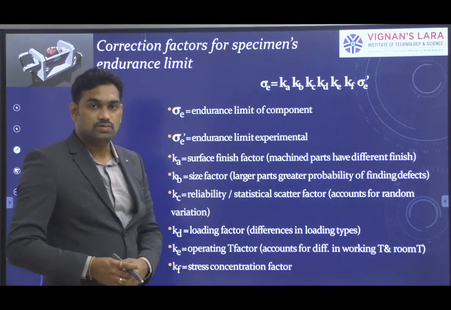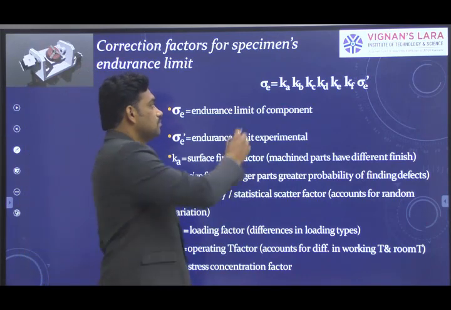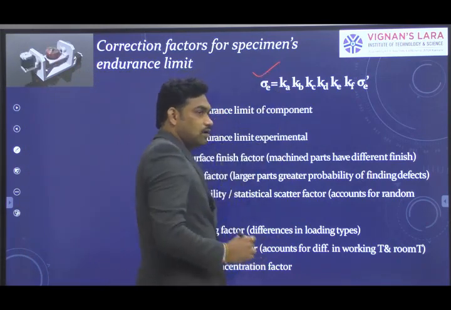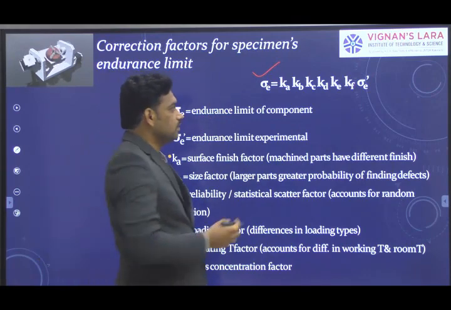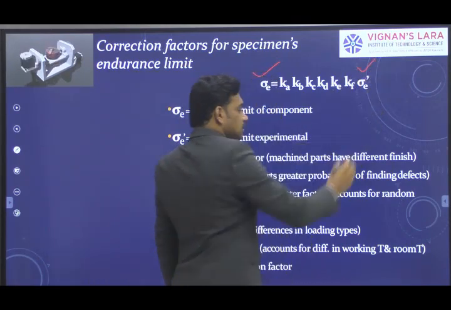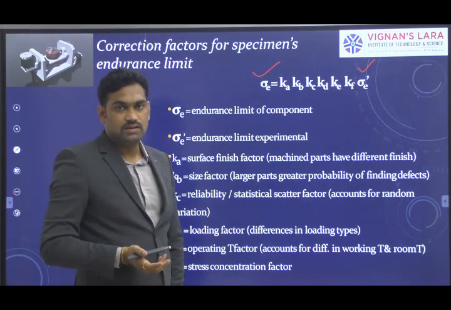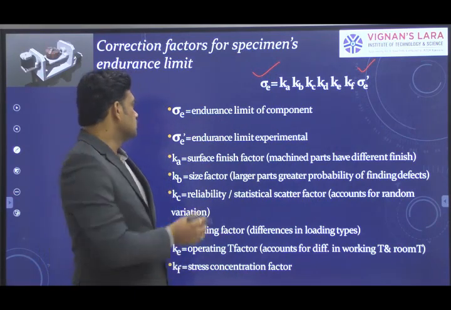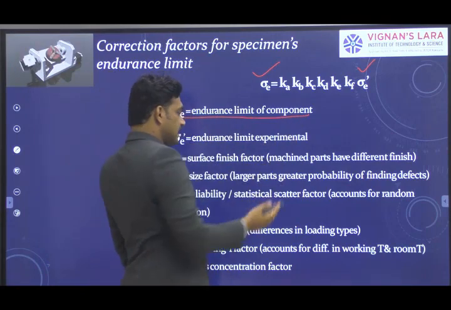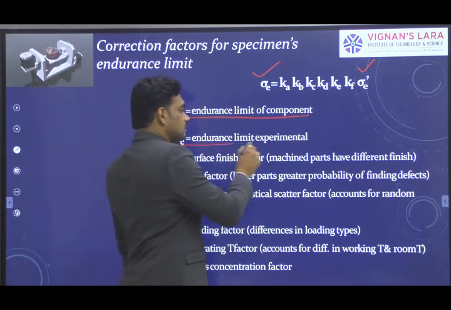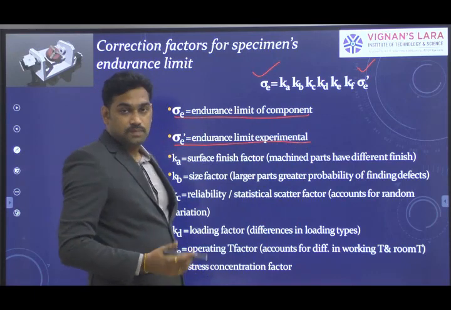So here we can take two notations: sigma E, the endurance strength of the actual component, and sigma E dash, the endurance strength of a standard specimen. These are the two notations we have taken here, sigma E and sigma E dash. Sigma E is the endurance limit of the actual component, and sigma E dash is the endurance limit from the experimental specimen.